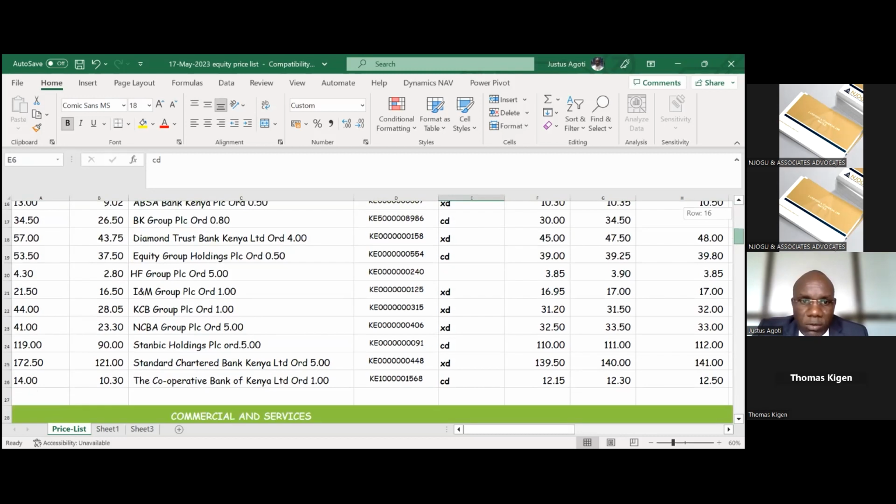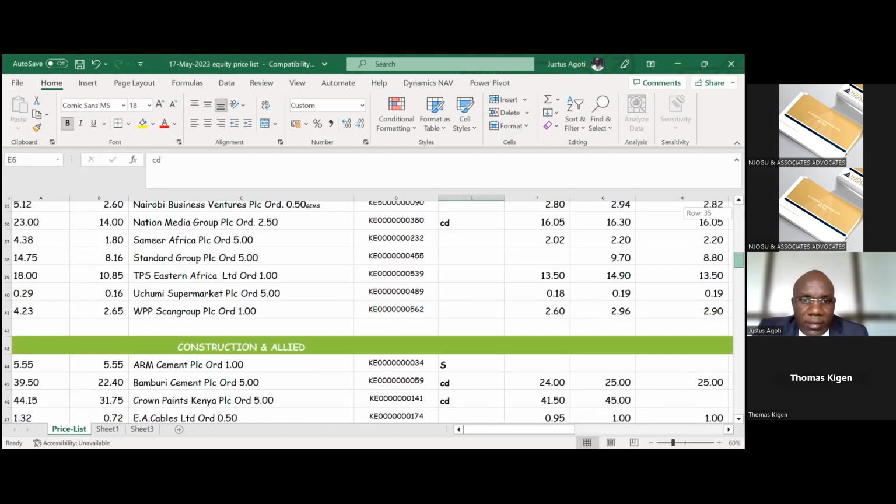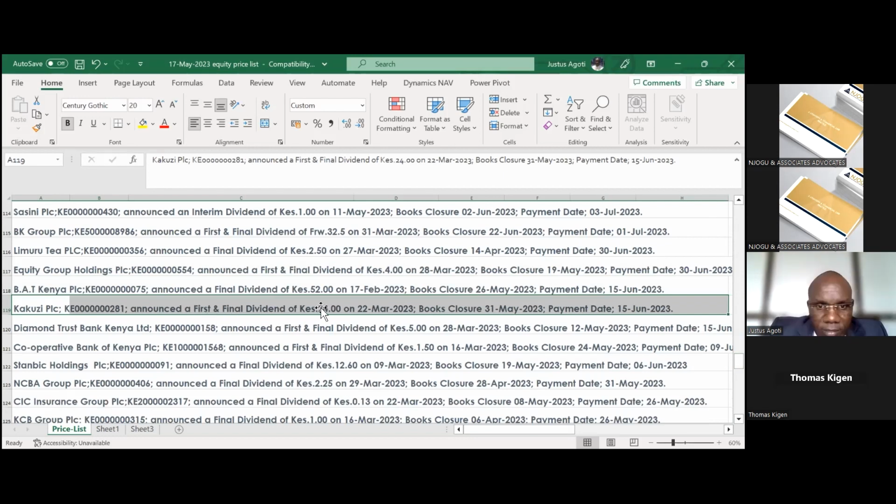If we go to the notes, and this was Kakuzi here, this is the serial number. It announced the first and final dividend of 24 shillings per share on 22nd March 2023. Books are closing, meaning if you want to benefit from that dividend, you should have been a shareholder before 31st of May, right? The payment date, as you can see there, is 15th June 2023.